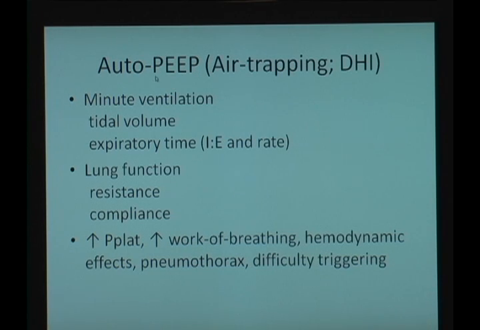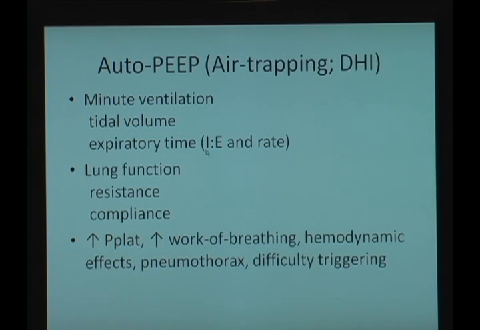So how does our patient get autopeep? Well, it could be because of how we set the ventilator. Higher minute ventilations are likely to cause higher degrees of autopeep, and that relates to both the tidal volume and the expiratory time. If we put in a big tidal volume, it's going to take more time to get that tidal volume back out of the lungs, so there's a greater risk of air trapping and autopeep. Or if the inspiratory time is too long relative to the expiratory time, greater risk of air trapping and autopeep.